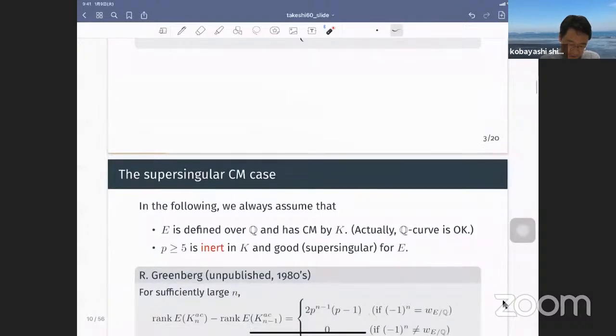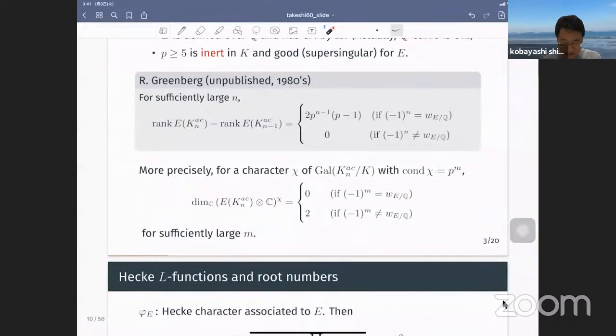Actually, more precisely, for an anticyclotomic character chi of conductor p to the power m, we have a new point in the chi part of the Mordell-Weil group, depending on the root number. So counting the number of chi, we have such a number. And of course, there is an analytic counterpart of this phenomenon.